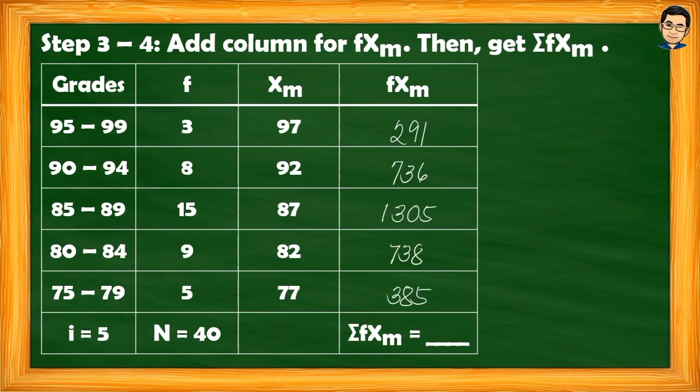And then, add natin yung mga nakuha nating product dyan para makuha natin yung summation. So, 291 plus 736 plus 1,305 plus 738 plus 385. So the sum is 3,455. So magagamit po kasi natin yan kapag ginuha natin yung mean.